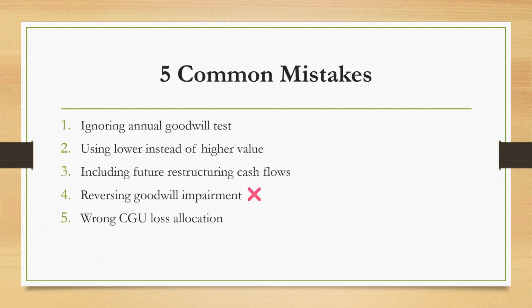These are the top 5 mistakes students make in IAS 36. Ignoring annual goodwill tests, using the lower value instead of higher, including future restructuring cash flows, reversing goodwill impairment, and allocating cash generating unit losses incorrectly. So you've got to look out for these whenever faced with such a scenario.